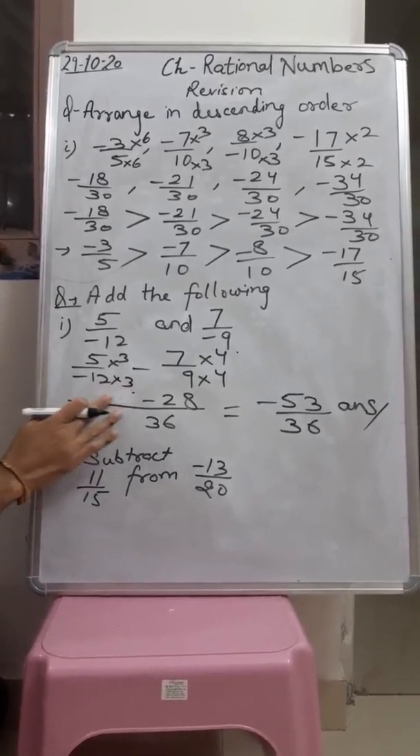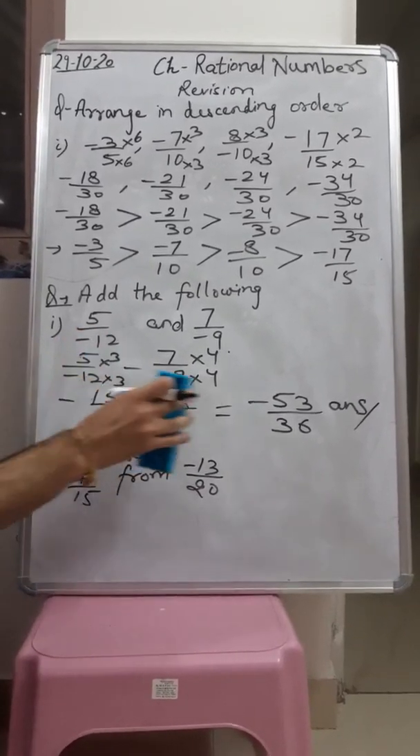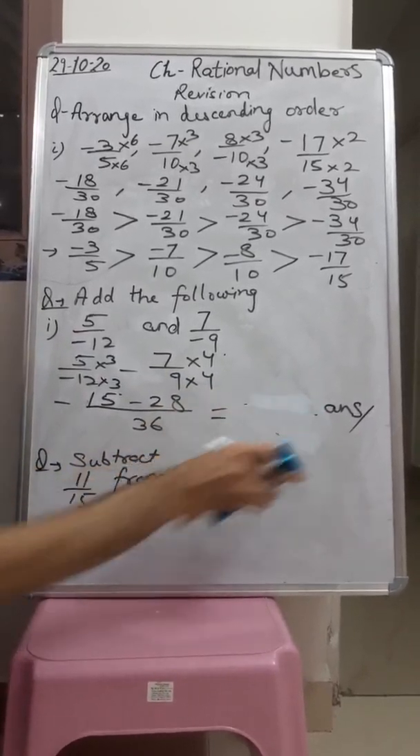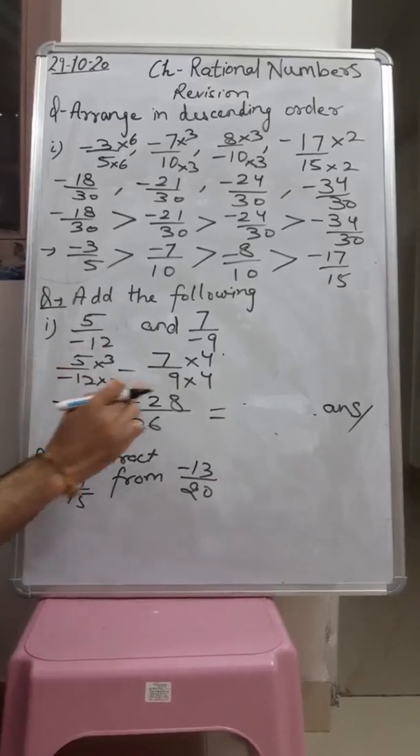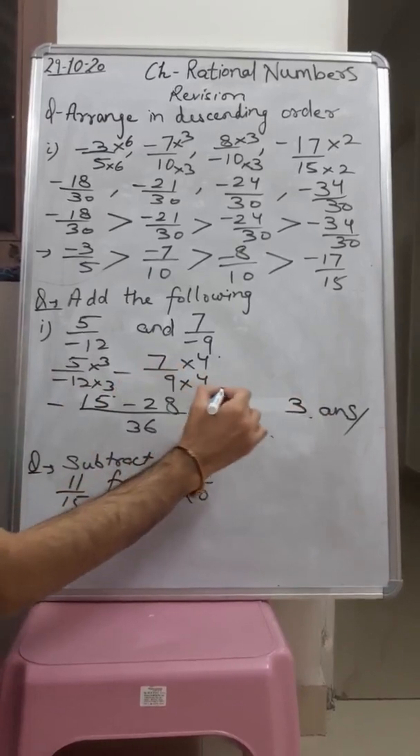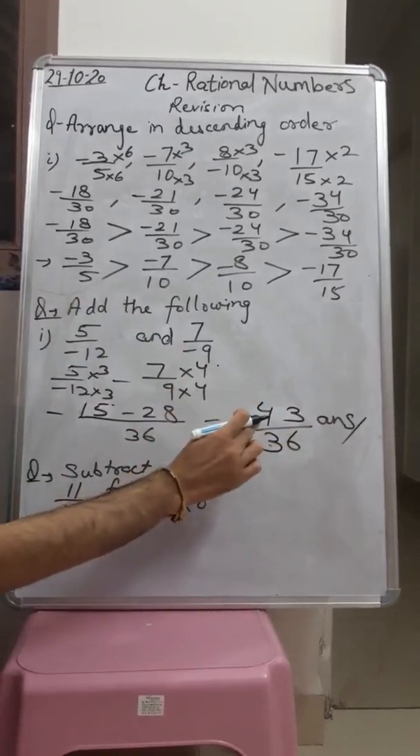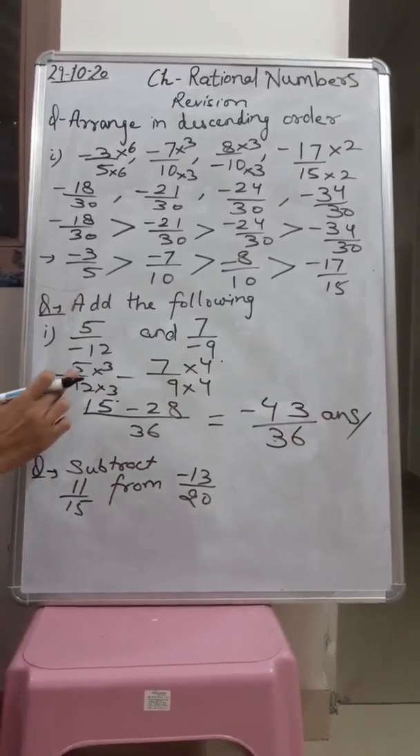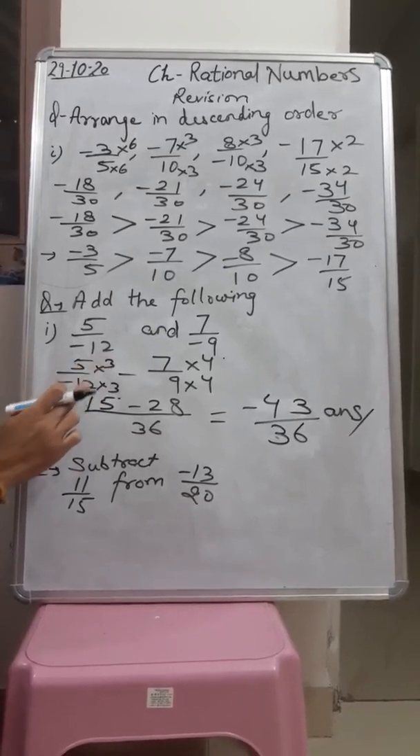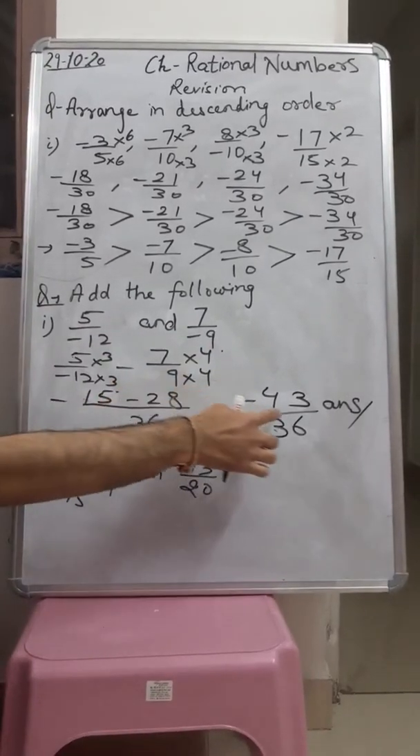Oh sorry, now it is 5 into 3 is 15, sorry, my mistake. So 5 into 3 is 15, minus 15 minus 28 gives you minus 43 upon 36. So the correct answer is minus 43 upon 36, because I had mistakenly written 25, but here it will come 5 into 3 minus 15. So minus 15 minus 28 gives you minus 43 upon 36, and this is your correct answer.